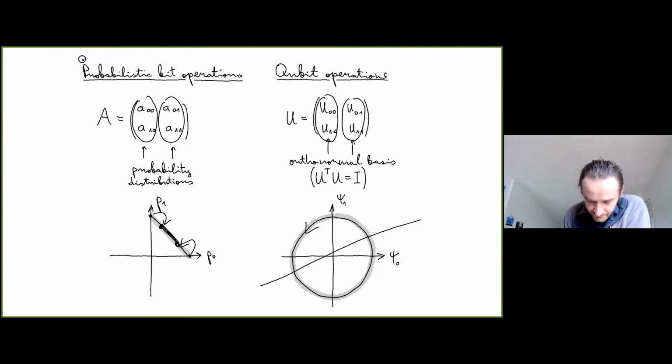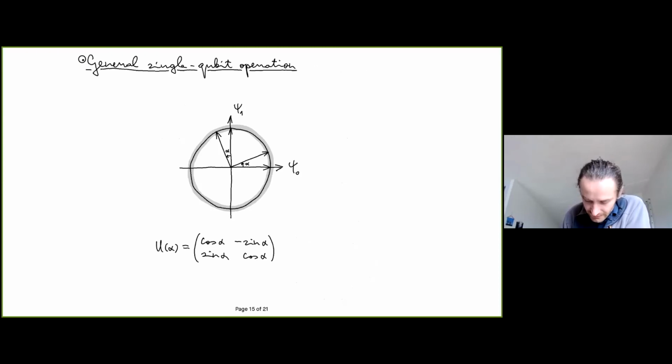All right. Now, if you rotate by some angle alpha, then the operation, this 2x2 matrix, is just going to look like this. It's just going to have some sines and cosines. Okay? And basically, for the purpose of this talk, this is the most general operation you can do on a single quantum bit.